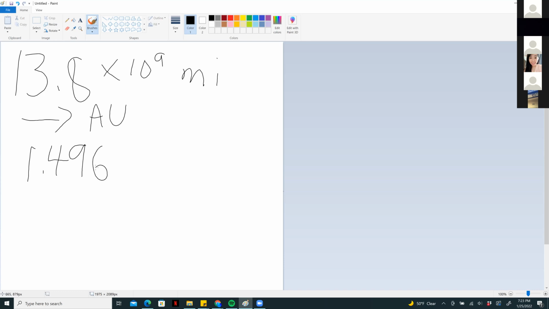Okay, so 1.496 times 10 to the 11 meters per AU. So this is called a conversion factor. You notice that the units right here are in fractional form. Normally, they don't necessarily give you directly a conversion factor. What they'll just say is 1.496 times 10 to the 11th meters equals 1 AU.